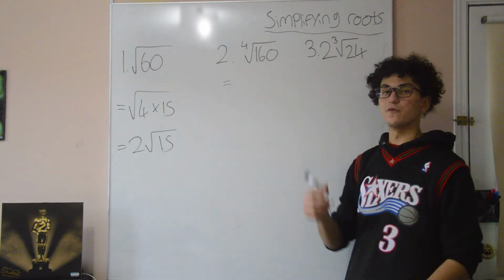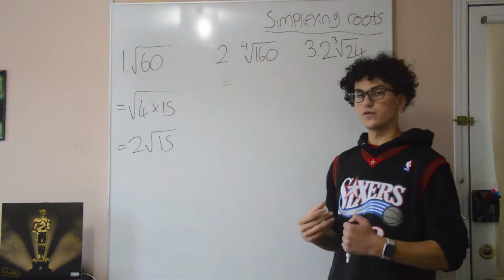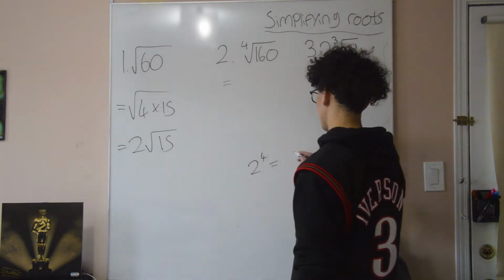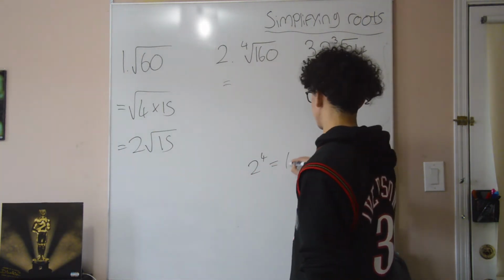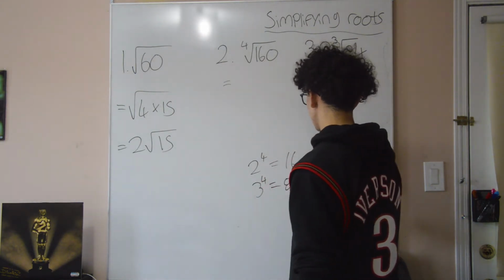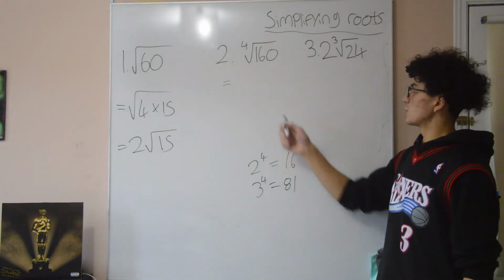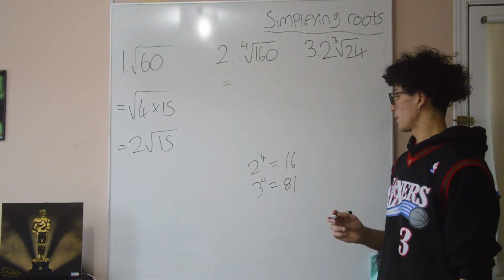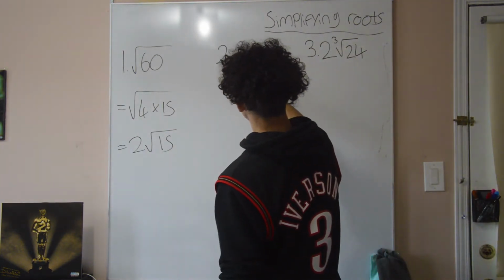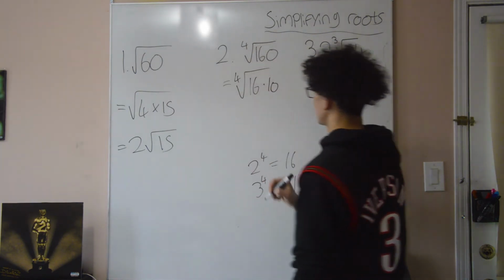Now, this one has a 4th root, so it's a bit different. We need to think of all of our exponents of 4, and I'm just going to write them out. We have 2 to the 4, which then gives us 16. We have 3 to the 4, which is 81, and I'm just going to leave it at that. Now, of these 2, can we rewrite 160? Yeah, we can actually. 16 times 10 seems to work nicely. So we get the 4th root of 16 times 10.